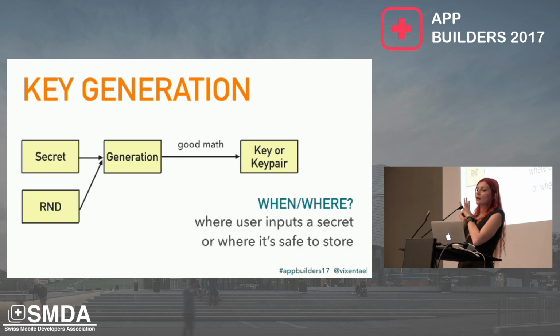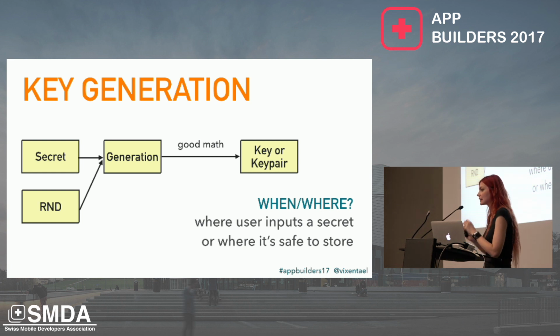So, the goal of key generation is to create mathematically strong trust tokens, ones that stand against brute force and smart enumeration. Key generation is based on a good random number generator and an algorithm combined with a secret to produce a key. To ensure that this key won't leak immediately, we need to generate the key in the right place at the right time. For example, in the place where the user inputs a secret, not elsewhere, or in the place where we are going to store the secrets, when we are talking about asymmetric keys, like a key pair.